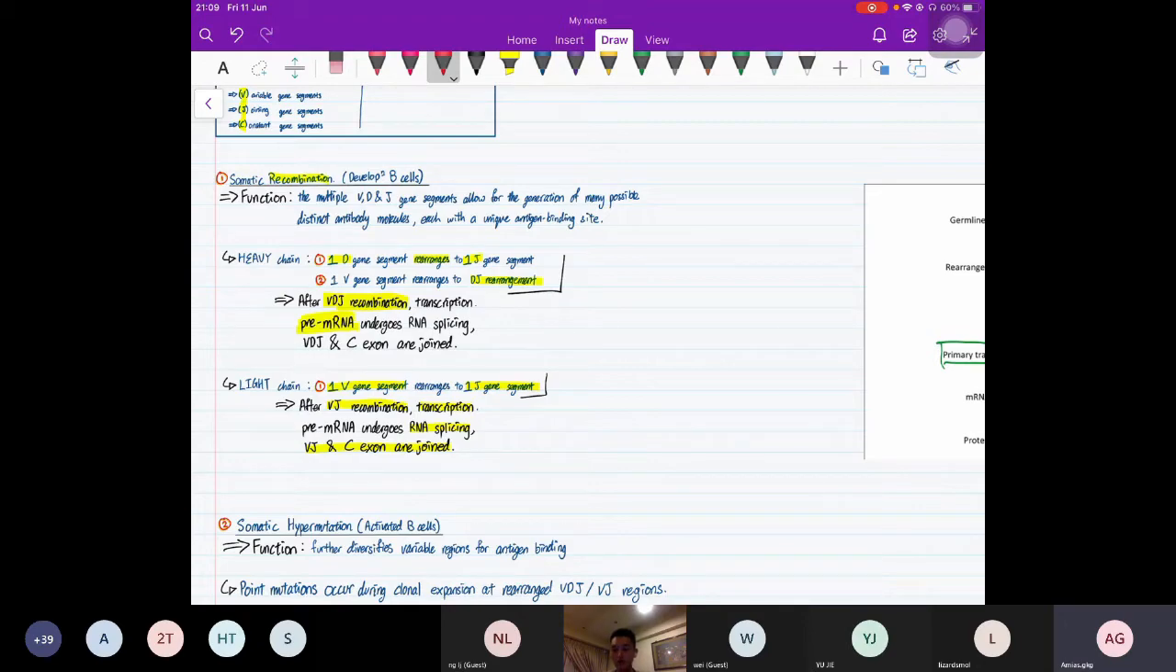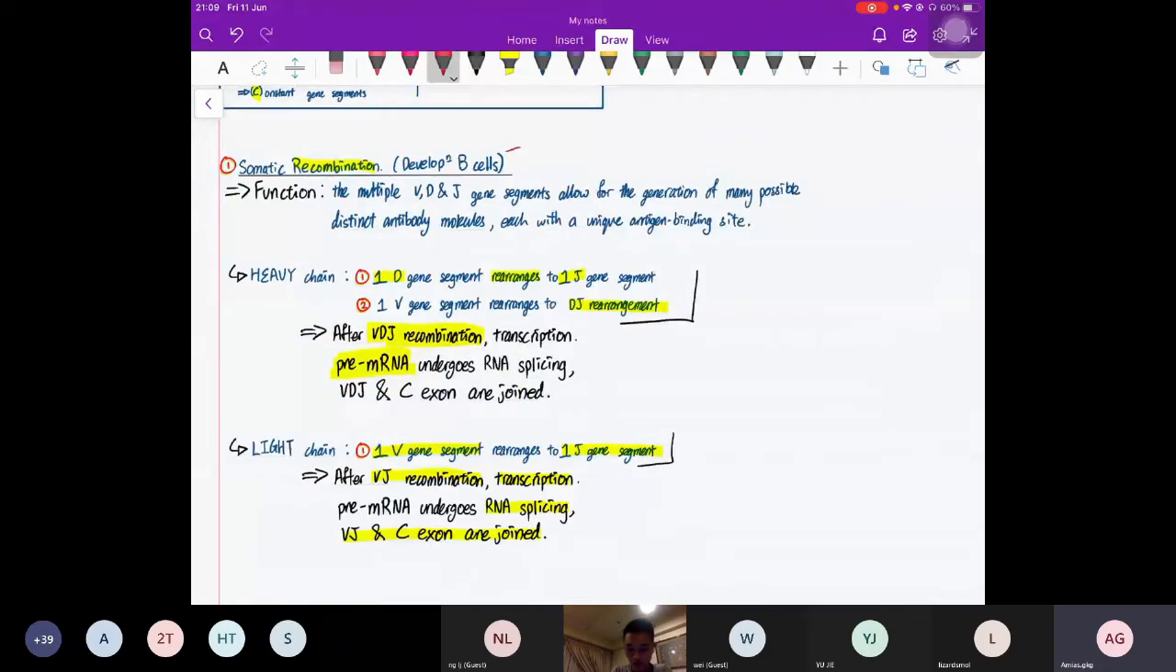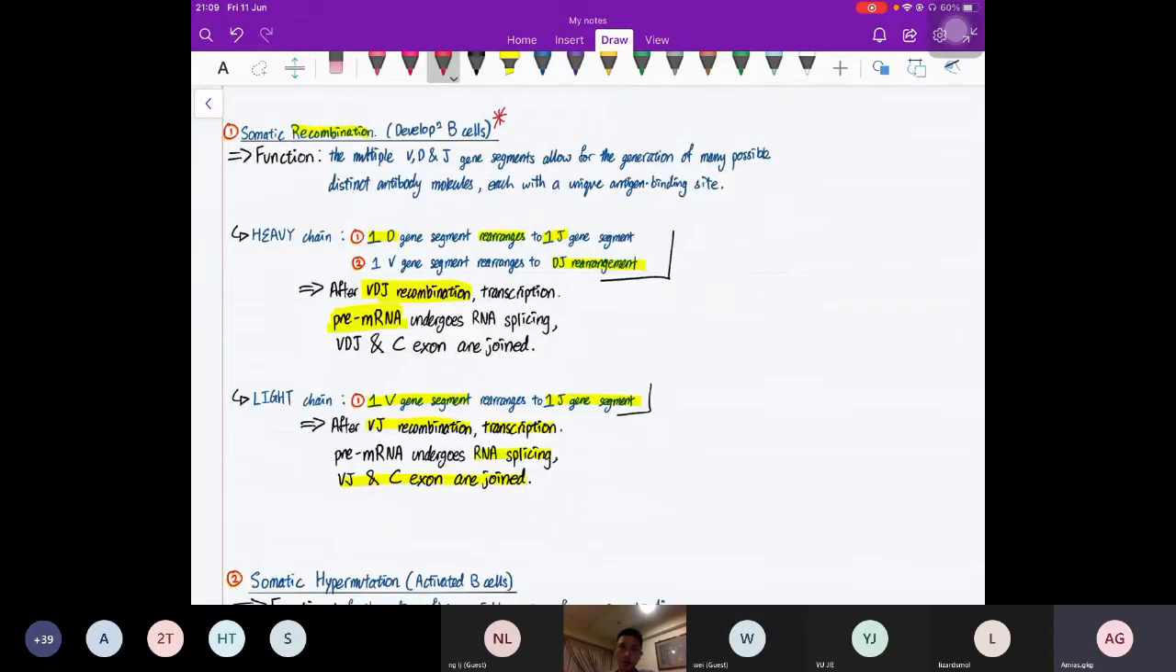You know, like COVID, we have never had SARS-CoV-2 in our body before, but we don't want to get caught off guard. So we want to generate as many antigen binding sites as possible so that by chance we can get one that is complementary to your SARS-CoV-2 so that you can get rid of it fast. Okay, so that's your somatic recombination. Something to take note of is that it occurs during the development of your B cells. Okay, before your B cells have even been properly formed, before your naive B cells have even been formed.